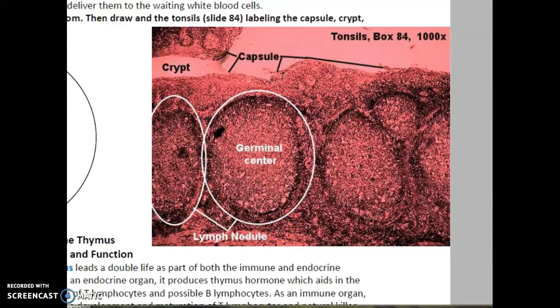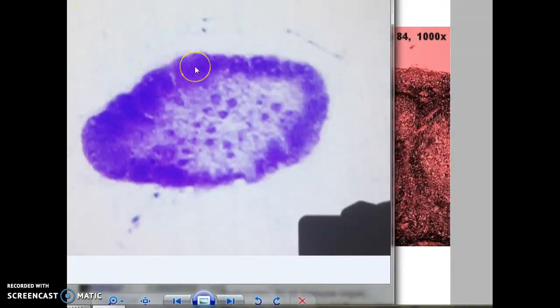This is a tonsil slide. It's very similar. The tonsils have these crypts that let debris come in, and it has a capsule around it. Inside the tonsil are lots and lots of lymph nodules. Again, they have a germinal center and an outer, darker part. So here is a lymph node under very low power. It's actually projected. So here's the cortex. Here's the medulla in here, and we can't really see where the hilum is on this slide.